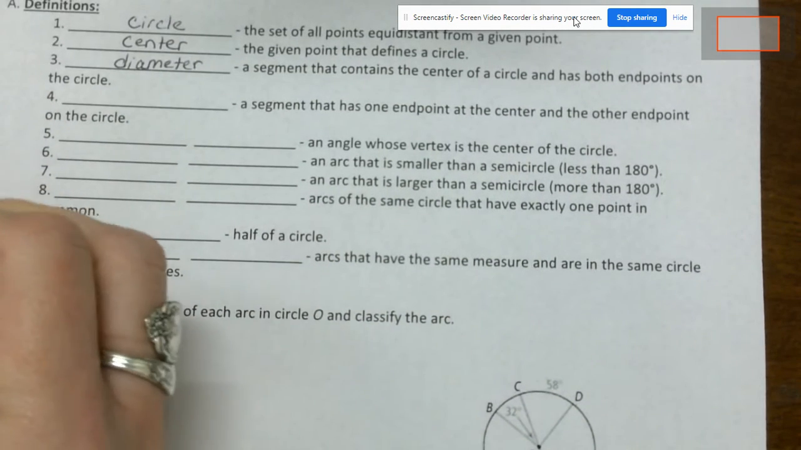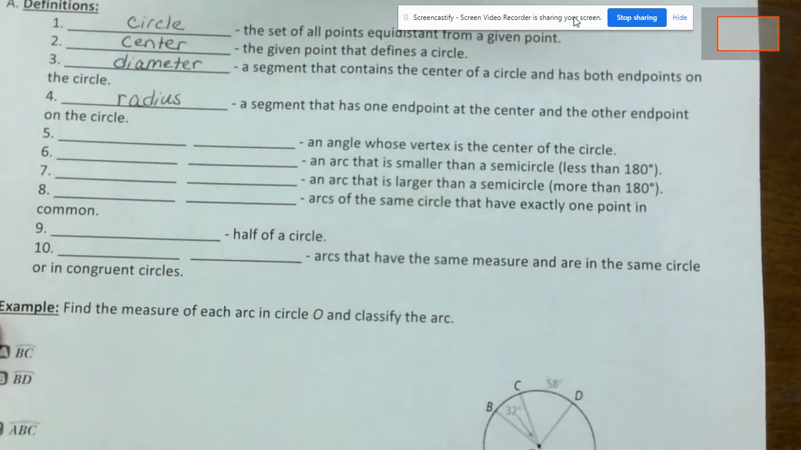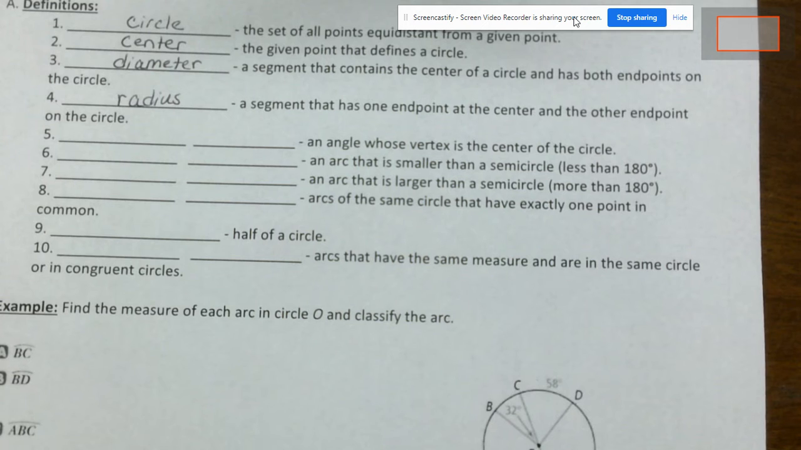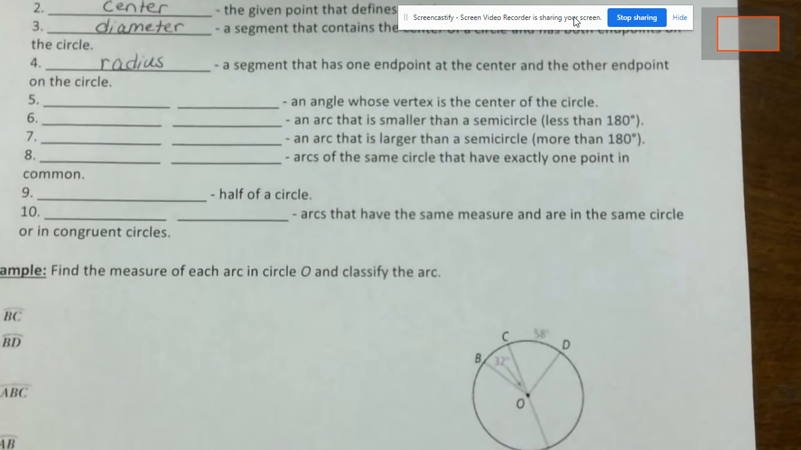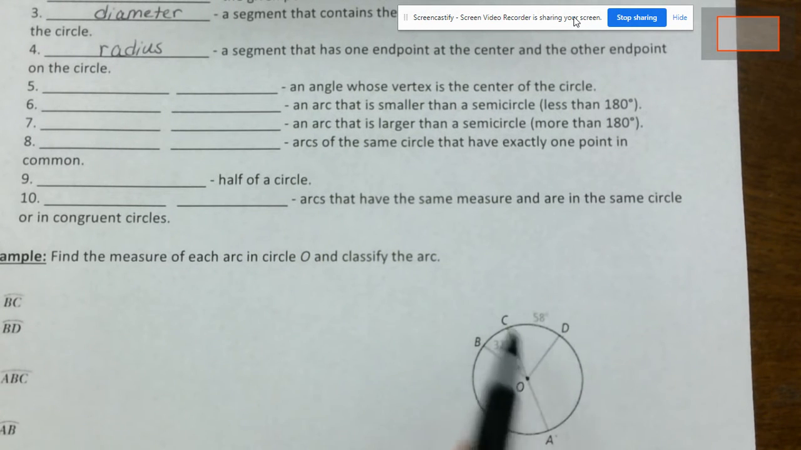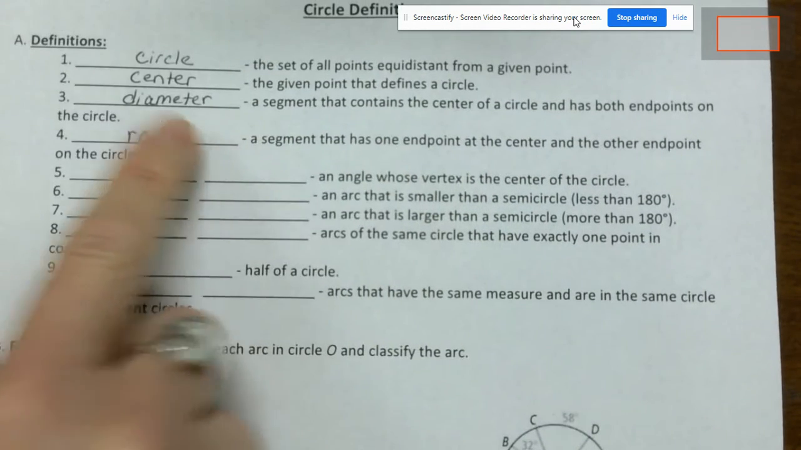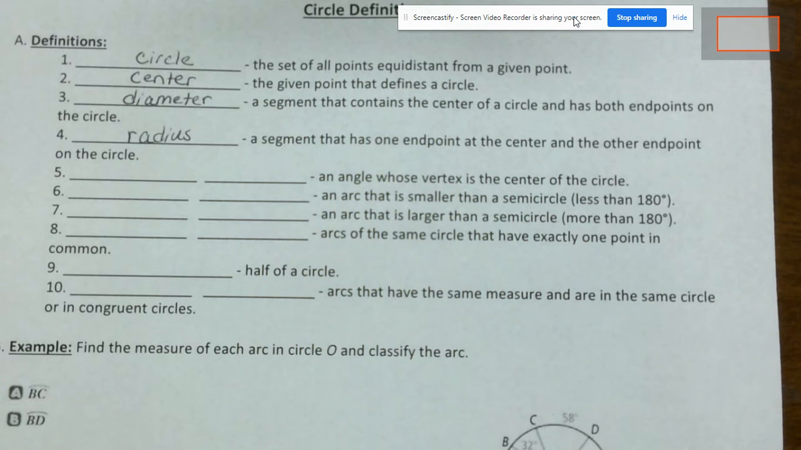The next one is for radius. And the radius is the segment that has one endpoint at the center and the other endpoint on the circle. So for instance, from O to D, that would be the radius of this circle. Or from O to C, or from O to B, or from O to A. Those would all be considered a radius for this circle.